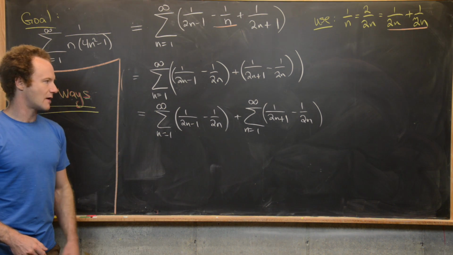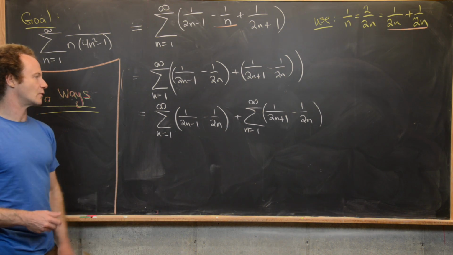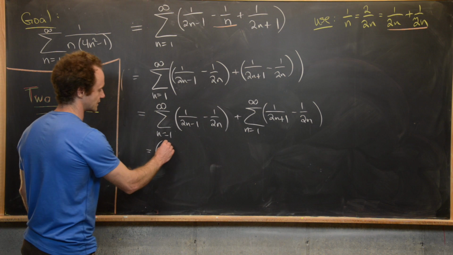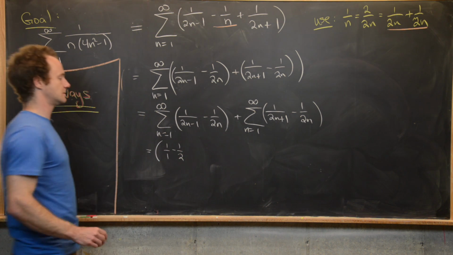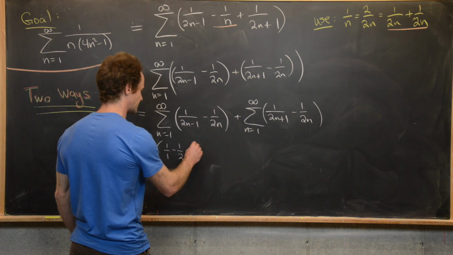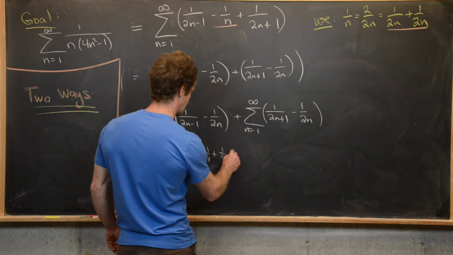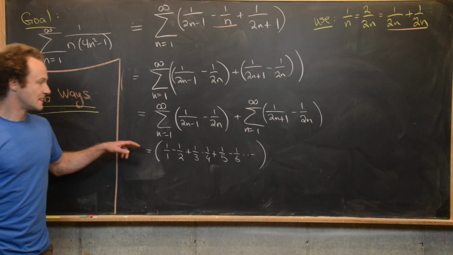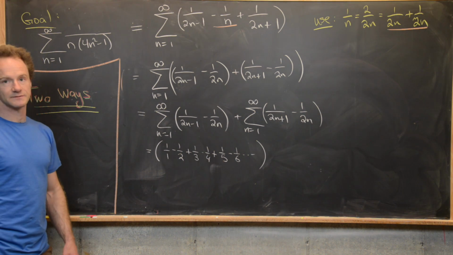Great. Now what I want to do is notice what each of these are. I'll write out a couple of terms for each of these, and that'll give you a feel for exactly what these series are. The first term here is going to be 1 over 1 minus 1 over 2. So that's the n equals 1 term. The next one is plus 1 over 3 minus 1 over 4 plus 1 over 5 minus 1 over 6, and so on and so forth. The awesome thing is that that is the alternating harmonic series.